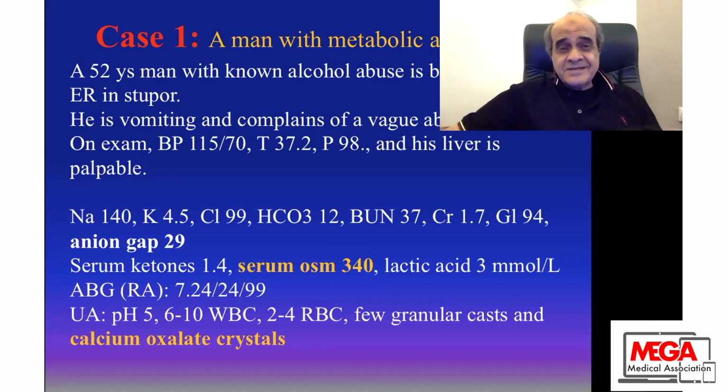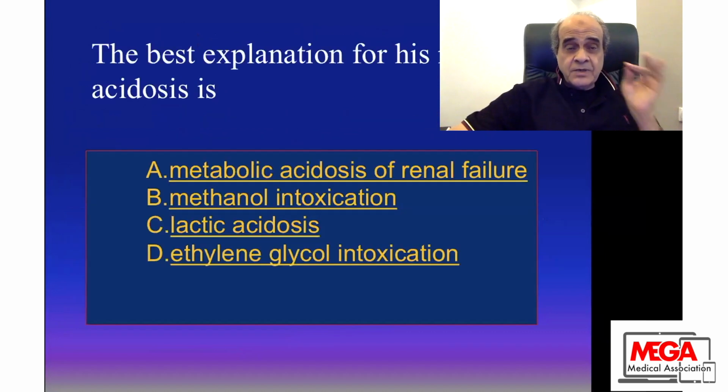Really, this case demonstrates typical alcohol intoxication, especially ethylene glycol toxicity. Why ethylene glycol toxicity? Because there are granular casts and calcium oxalate crystals found in the urine. Also, there is an osmolar gap. Also, there is a high anion gap. So if you see in your patient a high osmolar gap, high anion gap metabolic acidosis, and calcium oxalate crystals, think directly of alcohol intoxication.